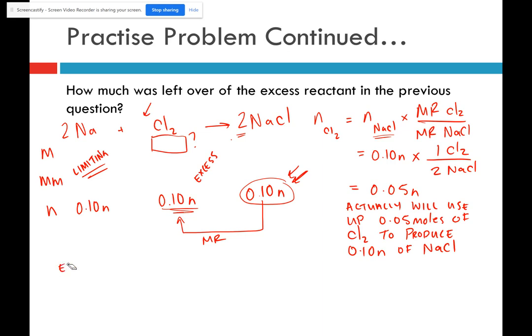So what's going to be left over? So the moles of chlorine left over is going to be, how many moles of chlorine did I start with?